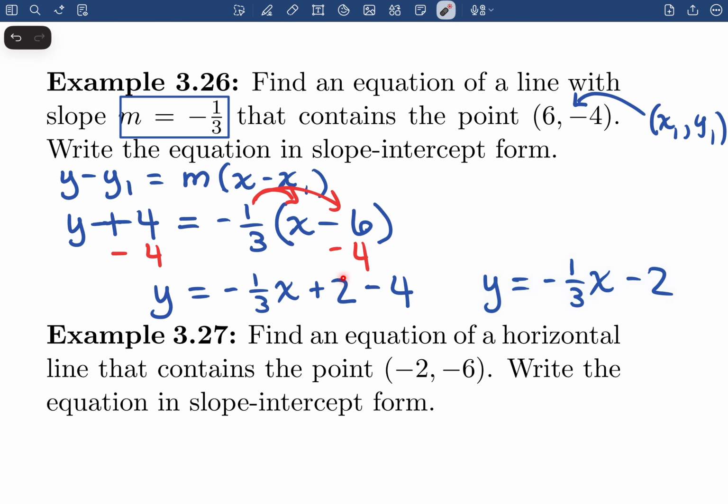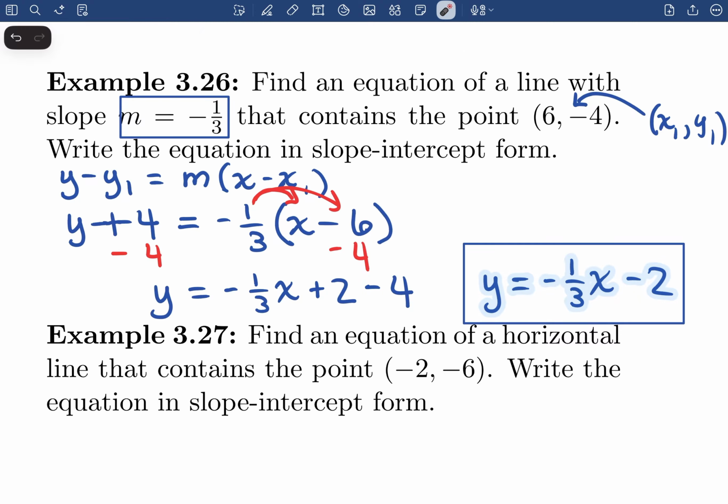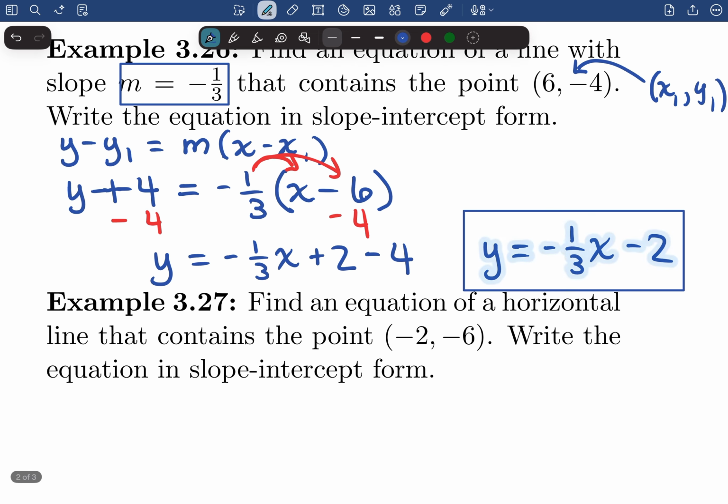I just took positive 2 and I subtracted 4. I combined those like terms to get a minus 2. This is now in slope-intercept form. I'm done. Now, little reminder, slope-intercept form is when I have the variable y by itself on this side of the equal sign, and I've got a slope multiplied with x, and I have a y-intercept. I can see them clearly. Great. Well, let's move forward into the next example.